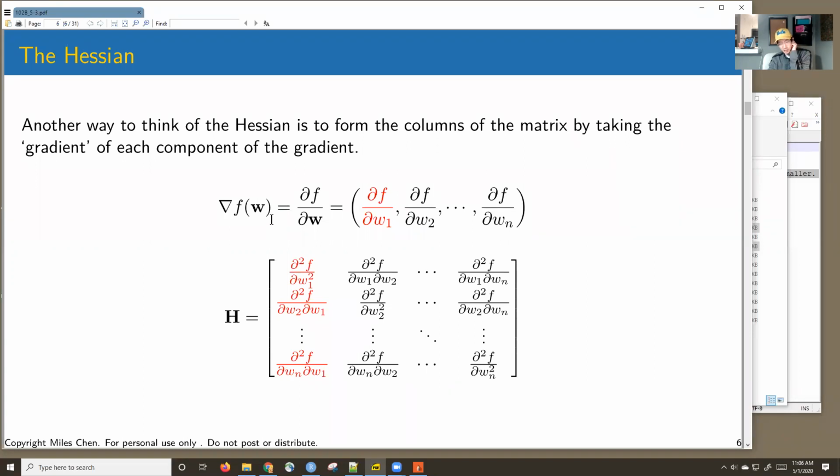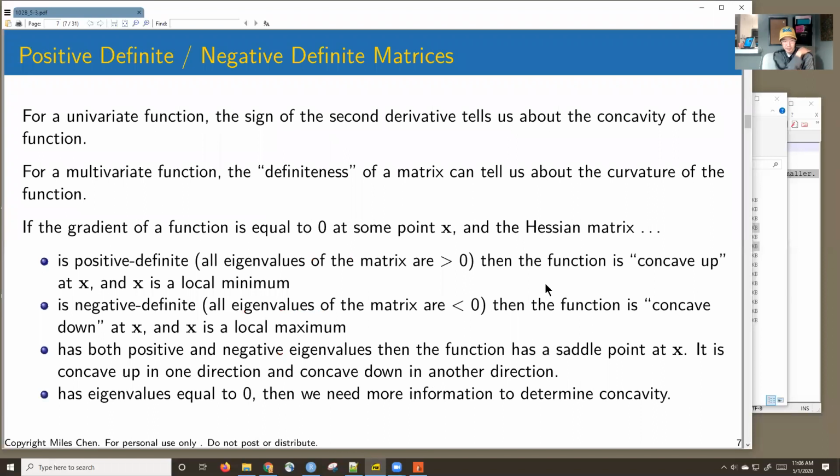So you get the gradient vector, and you can think of the Hessian as equivalent to the Jacobian matrix of the gradient vector. I don't know if you remember all of these matrix linear algebra terms, but this is what we've got here. When we had the univariate first and second derivatives, the sign of the second derivative told us about the concavity.